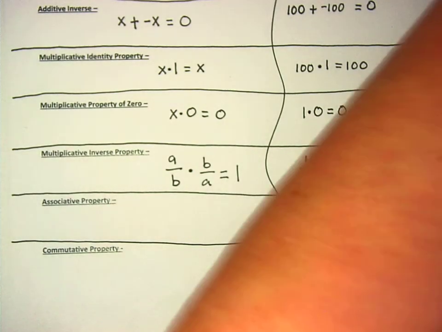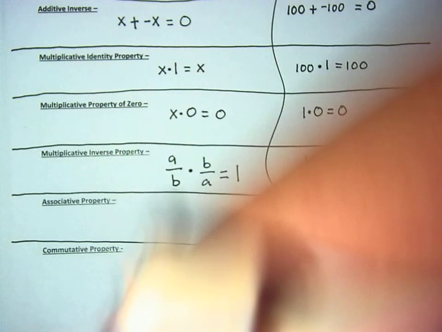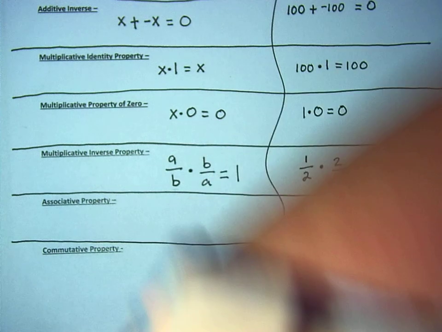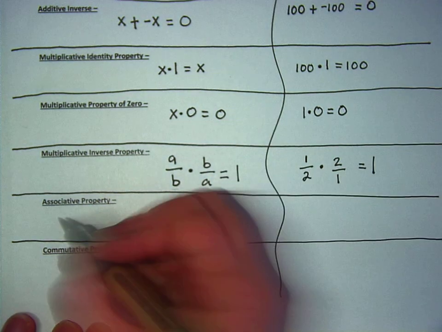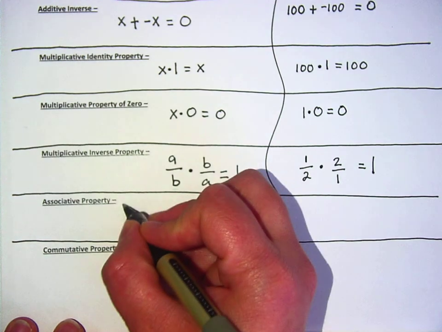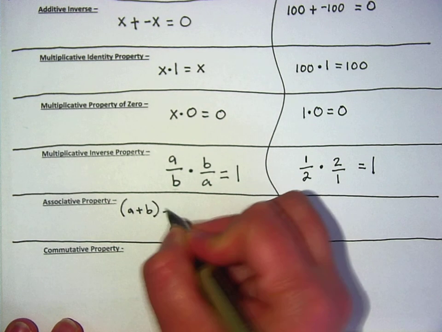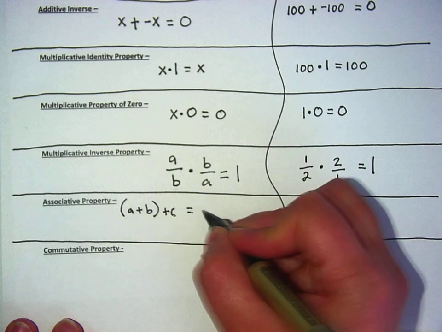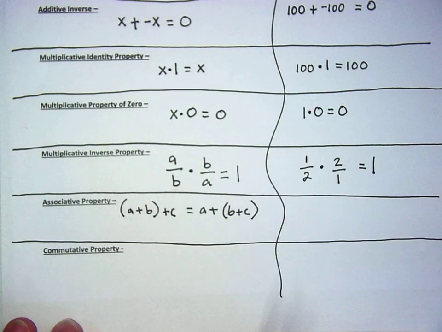All right. The last two that we are doing are called the associative property and the commutative property. I'm going to write these ones out for you, so copy down for me, please. A plus B plus C is the same thing as A plus B plus C, but notice that my parentheses changed.